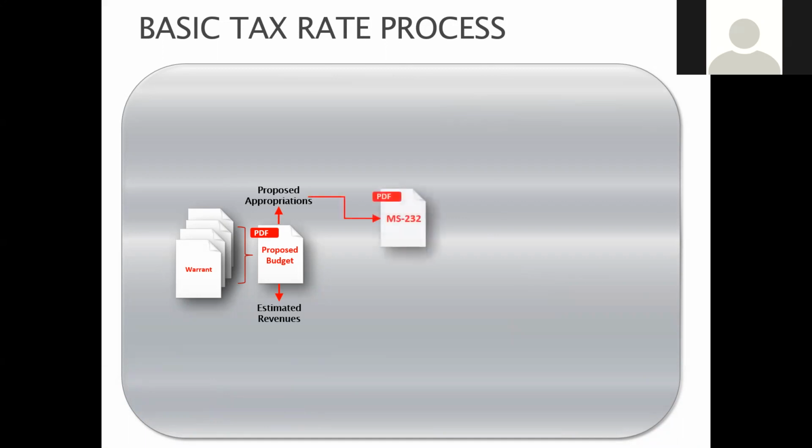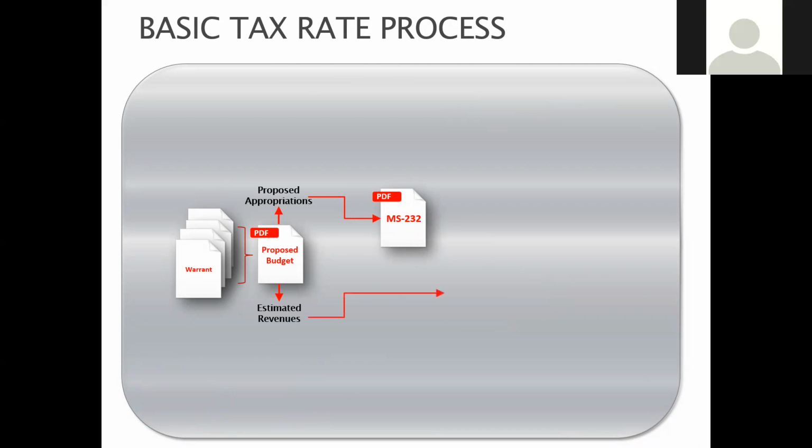Obviously, it starts with the drafting of warrant articles, which are a narrative of your proposed appropriations. Those warrant articles are represented numerically in your proposed budget. Your proposed budget contains two key pieces of information: your proposed appropriations and your estimated revenues. Appropriations that are approved by the voters are represented on your MS-232 form, which is your appropriations as voted form.